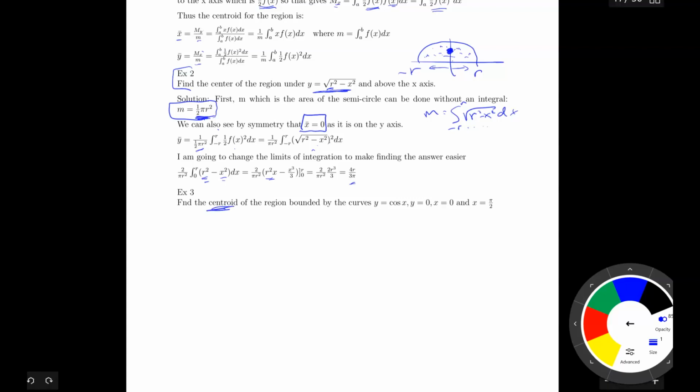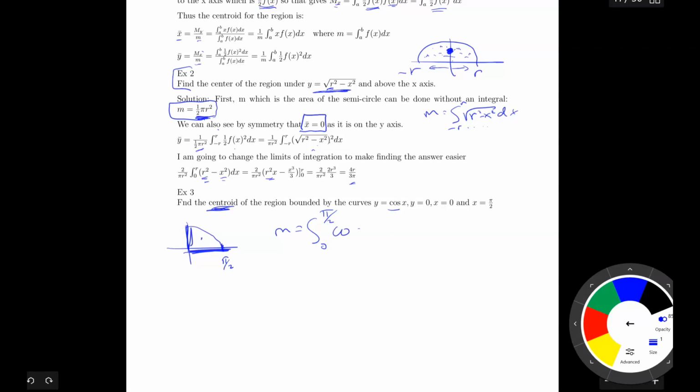All right, so let's find the centroid, the center of this region, bounded by cosine of x, y equals 0, x equals 0, and x equals pi over 2, which is right here. So it's going to be somewhere in there. First I'm going to find the mass of the area that I'm using.